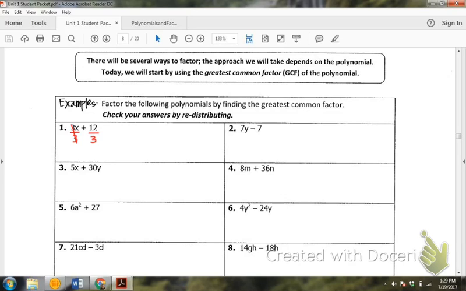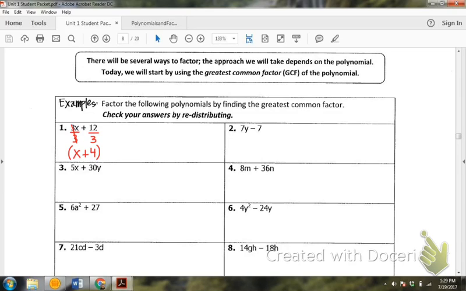All right, so we know that 3 divided by 3 cancels, then that leaves me with x. And what is 12 divided by 3? 4. Now, when you're factoring, you have to be able to, do you see where it says check your answers by redistributing? Well, if my answer is just x plus 4, there's nothing to distribute. So what's wrong with this?